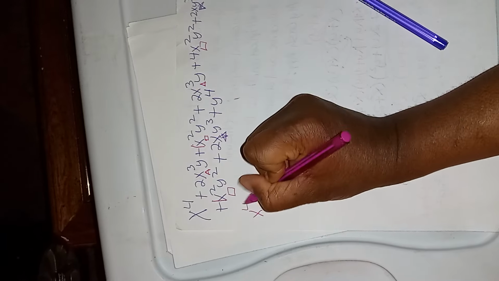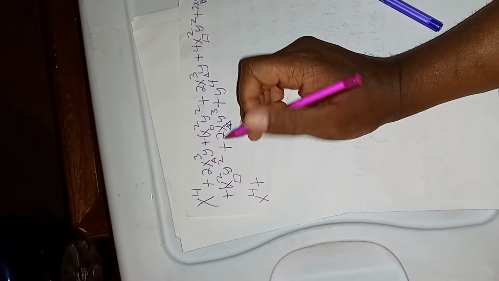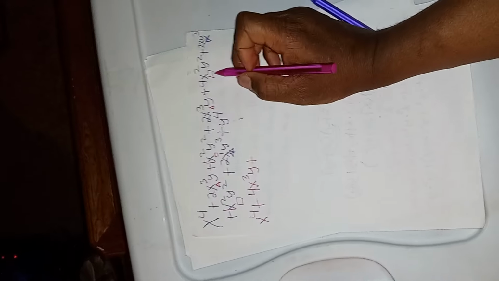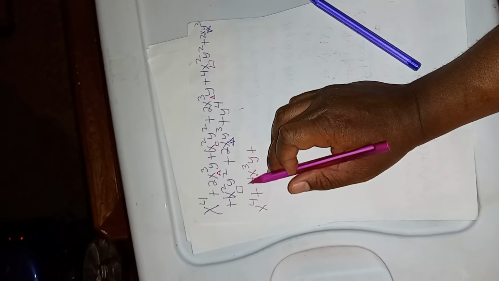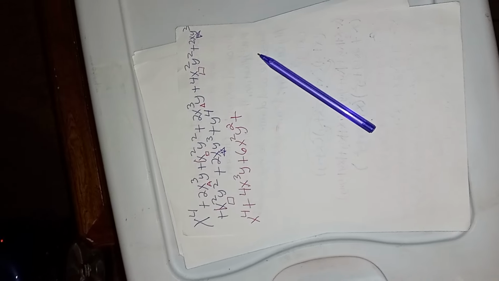So bring down the x to the fourth plus 2x cubed y. And there is another 2x cubed y, so that gives us 4x cubed y plus 1x squared y squared. And then you have a 4x squared y squared and another 1x squared y squared. And that will give us a total of 6x squared y squared. And then plus our next term of x cubed y. Actually, we already took care of that.